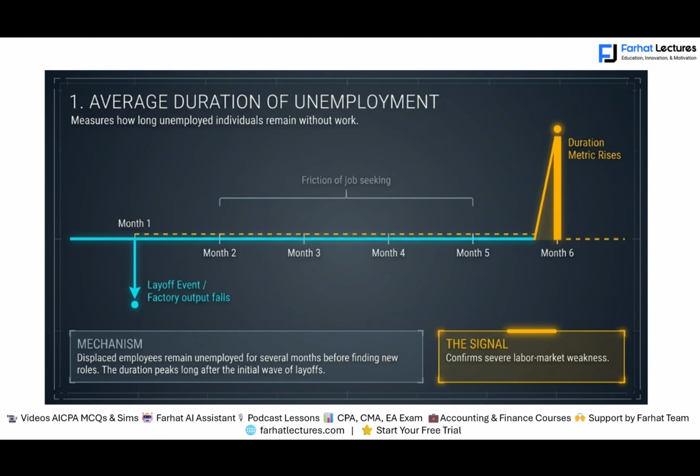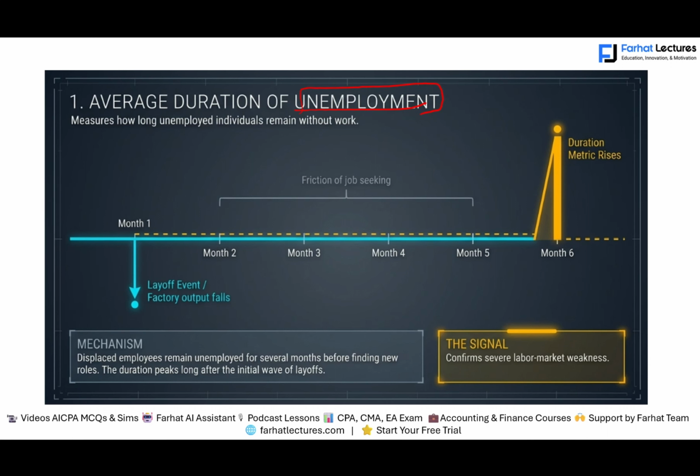The average duration of unemployment is a lagging indicator. Now don't confuse average duration of unemployment with the initial unemployment filing. Many students make this mistake. Once they say unemployment, they're thinking about the initial claims, which is a leading indicator, or they're thinking about employment, which is a coincident indicator. This is the average duration of unemployment.